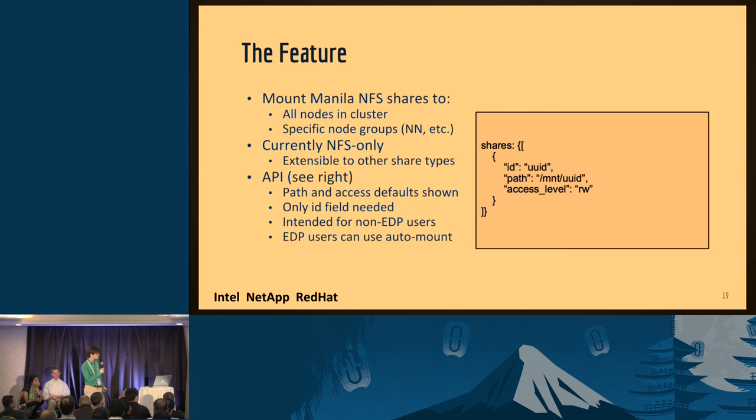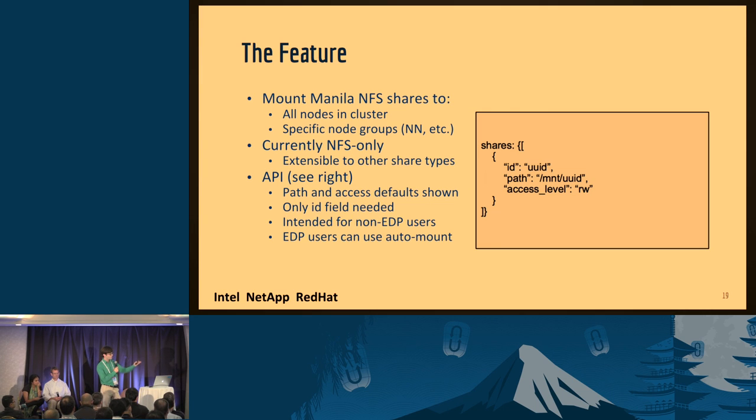We'll hopefully be adding additional driver support in the future. But you can mount those shares to every node in a cluster, or you can specify node group type. So if you only want shares mounted to your name node, to your data nodes, your masters, your slaves, et cetera, you can do that as well and have that level of specificity. The API, you can see to the right, is very simple. When you're creating a cluster or a node group template, you create shares, a list that contains an ID of the share as registered in Manila.